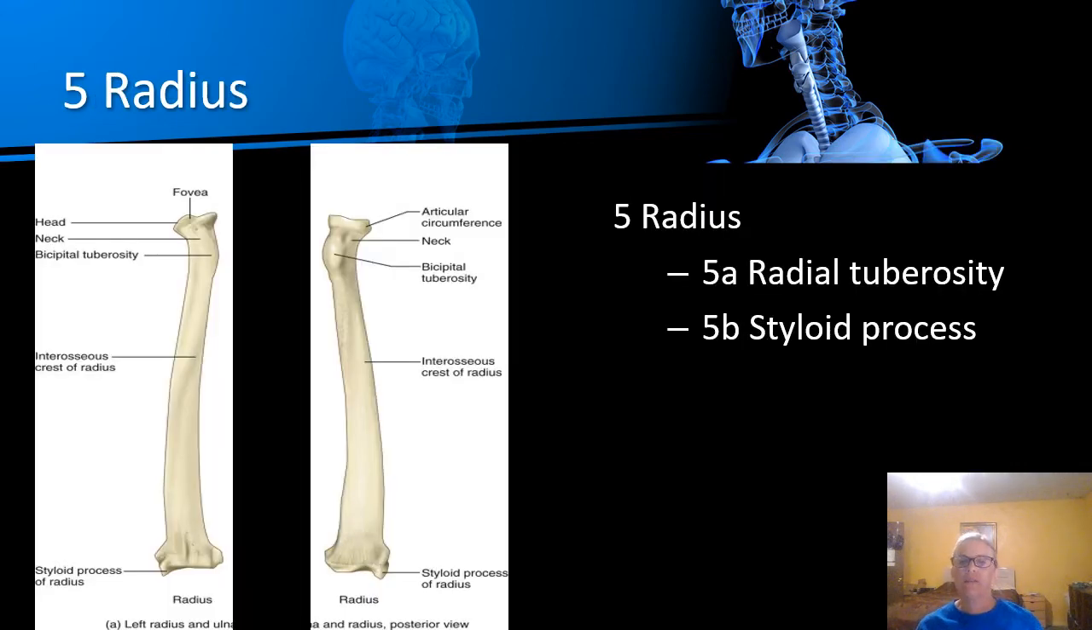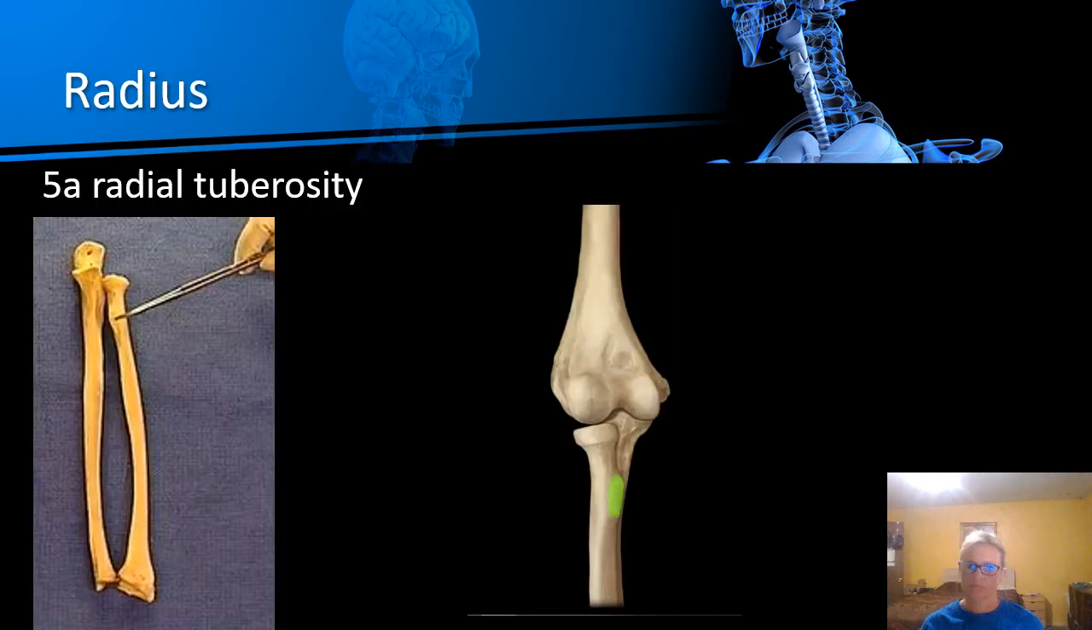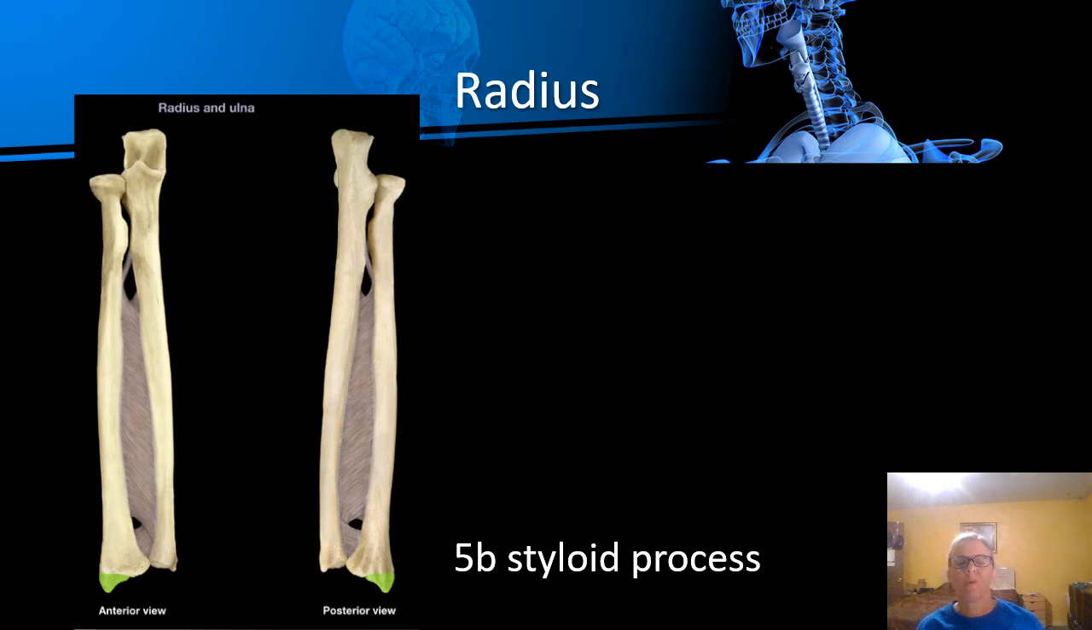Then we have the radius next, and we're going to look at two features on the radius, the radial tuberosity and the styloid process. Remember, a tuberosity is kind of tube-shaped, and I've given you two pictures here to look at. You can kind of see it right there. And then this has it highlighted. It's kind of a little bump, again, that sticks out, but it's a little more tube-shaped bump. And then we have the styloid process here on the radius. It's not as elongated, but it does stick out a little bit there.